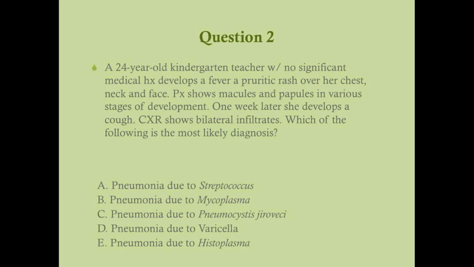Okay. A 24-year-old kindergarten teacher with no significant medical history develops a fever and pruritic rash over her chest, neck, and face. Physical exam shows macules and papules in various stages of development. 1 week later, she develops a cough. Chest x-ray shows bilateral infiltrates. Which of the following is the most likely diagnosis? A, pneumonia due to streptococcus, B, pneumonia due to mycoplasma, C, pneumonia due to pneumocystis jirovecii, D, pneumonia due to varicella, or E, pneumonia due to histoplasma.